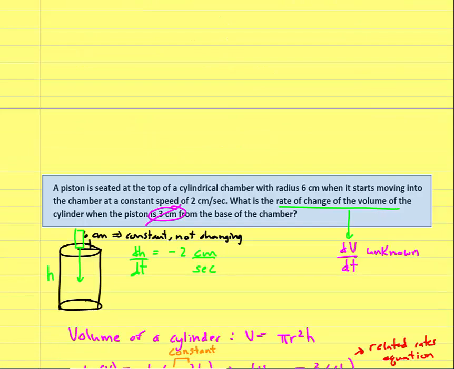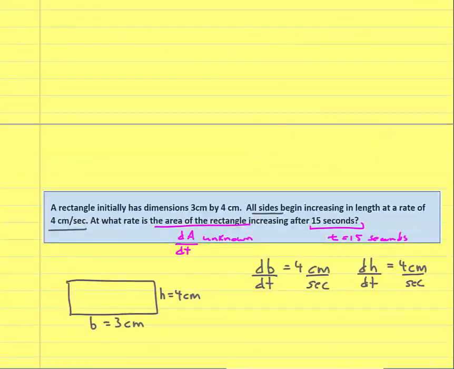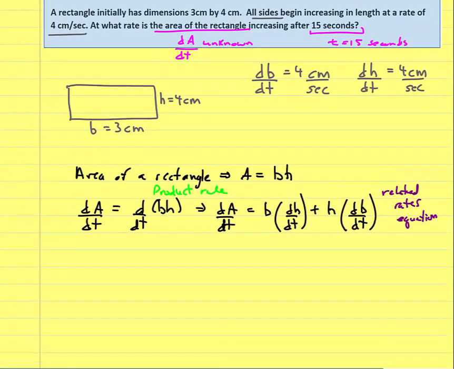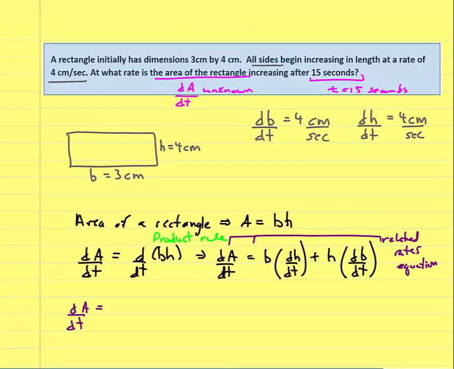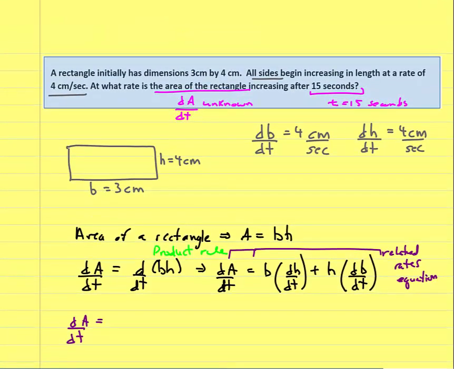Let's kind of go back where we were at. So this is my related rates equation, all of this right here. And actually this dA is part of that as well. So what I have is I want to know dA dt, that's my unknown. Now to figure out what dA dt is, I need to figure out what the base is. But the key to this is the base isn't 3. I need to know what the base is at 15 seconds.